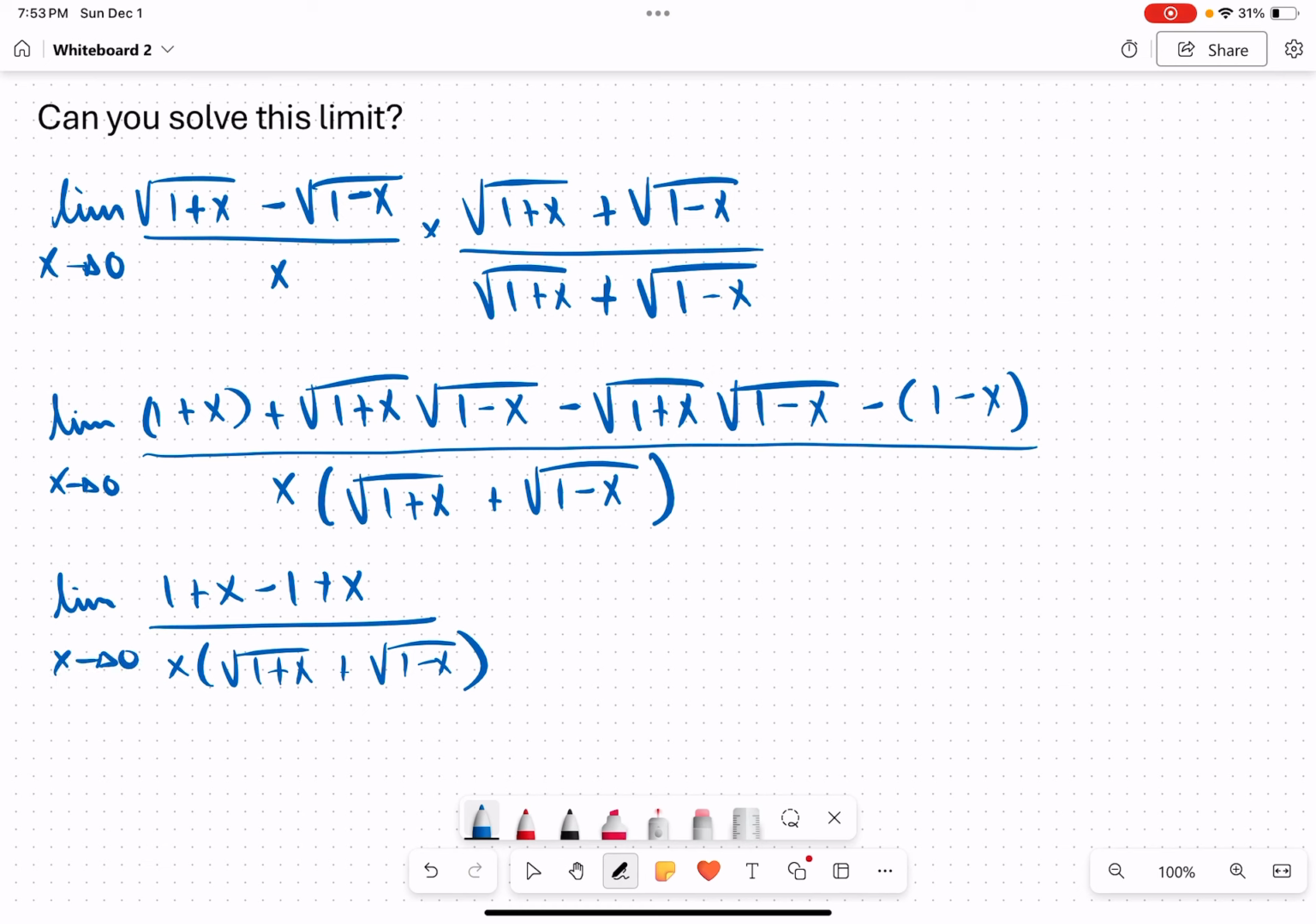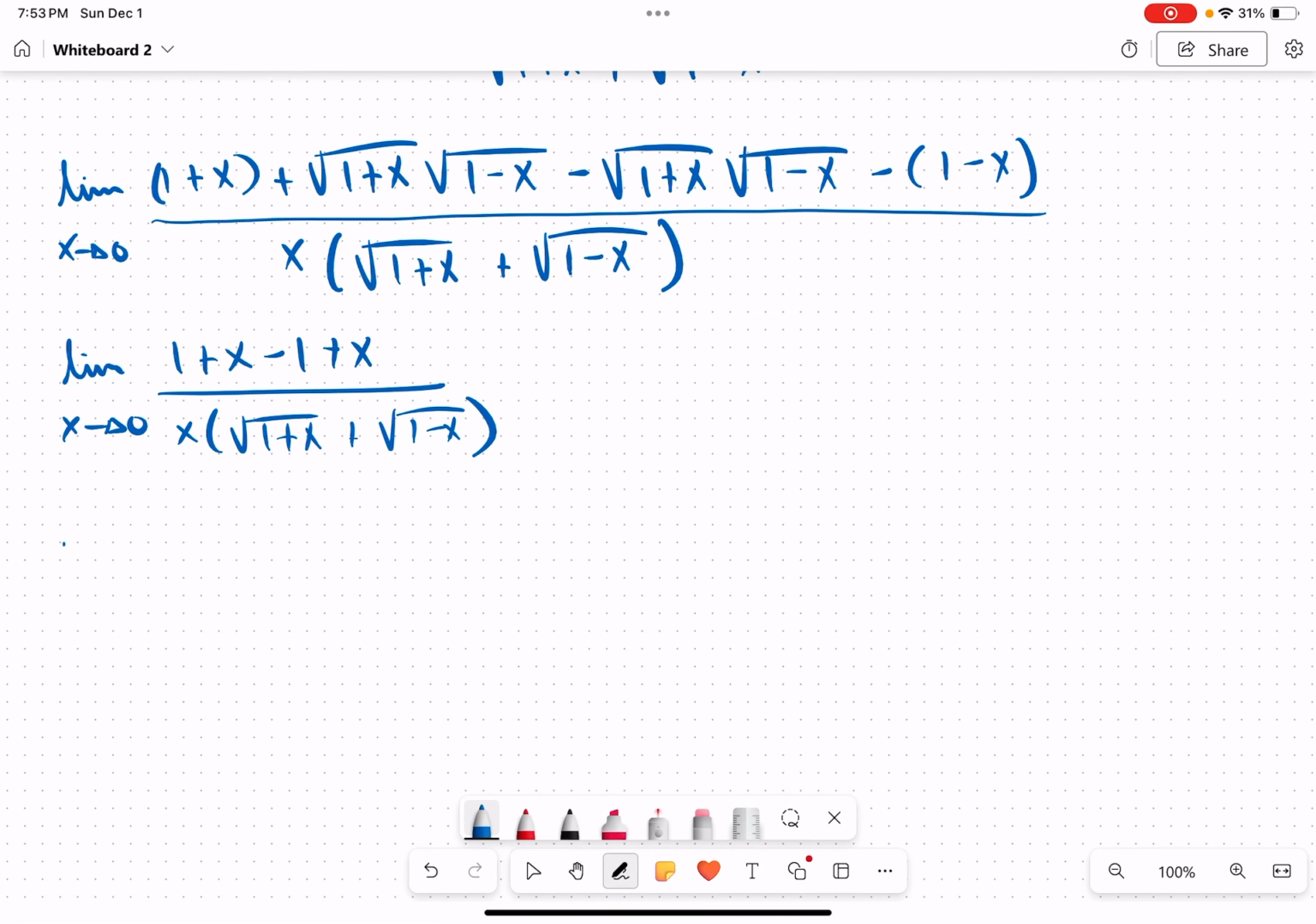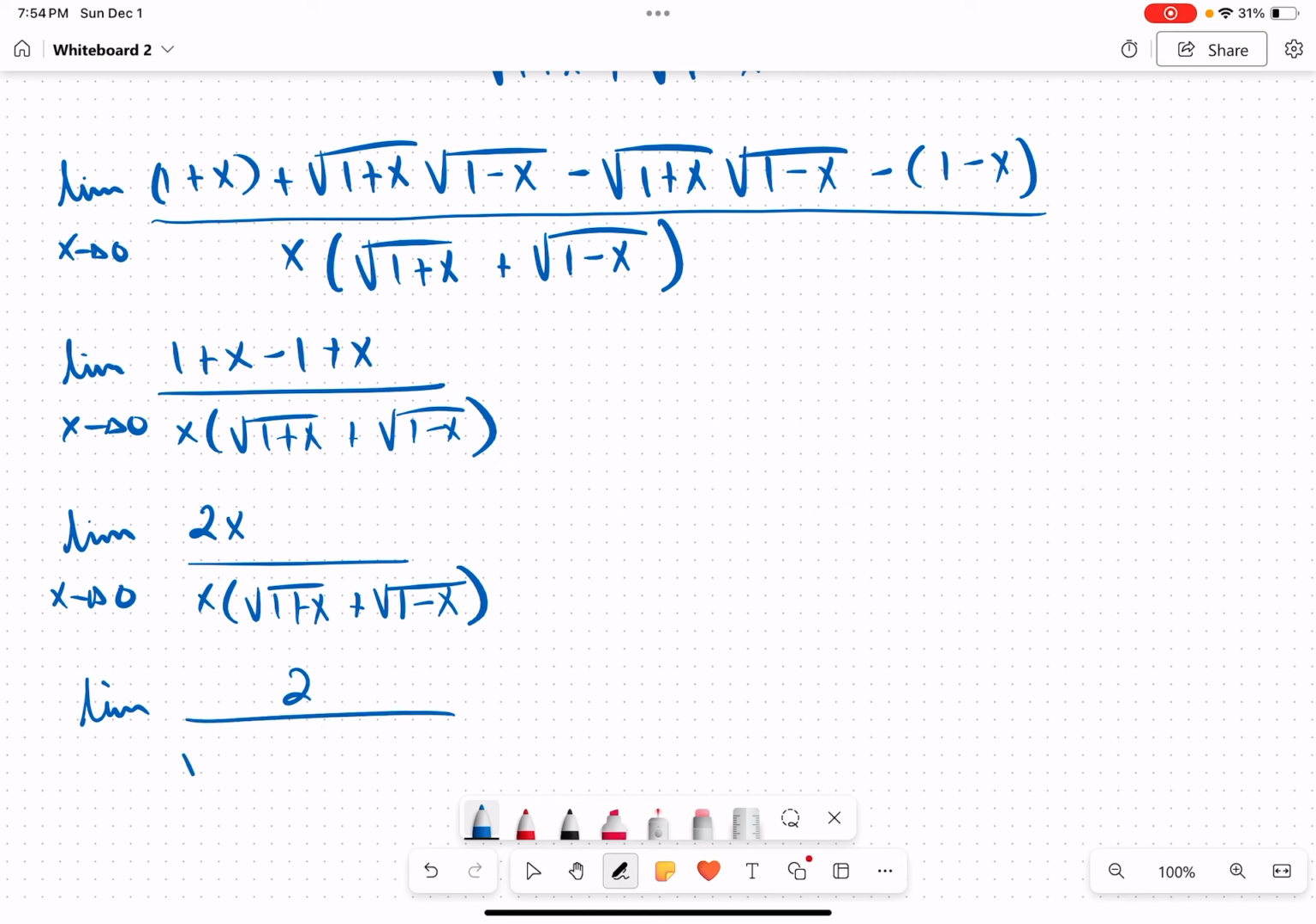And now the top is going to change to the limit. 1 minus 1 is 0, and x plus x is going to be 2x. And in the bottom, we're going to rewrite it as x times the root of 1 plus x plus the root of 1 minus x, parentheses. Now the x in the numerator and denominator will cancel out. So we are left with the limit of just 2 on the top, and we're going to be left with just the root of 1 plus x plus the root of 1 minus x as x approaches 0.